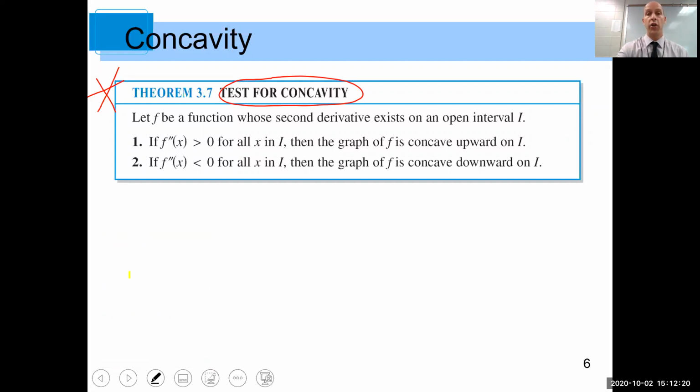So if we know a function has a second derivative, if the second derivative is greater than 0 for all of the x's, then it's concave up, which is nice. Just like in the previous lesson, if f prime was greater than 0, we said the function was increasing. Here we're saying if the second derivative of the function is greater than 0, then it's concave up. Similarly, if f double prime is less than 0, we say that it's concave down.